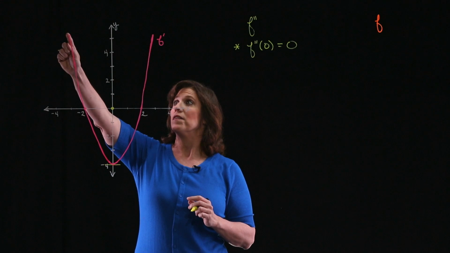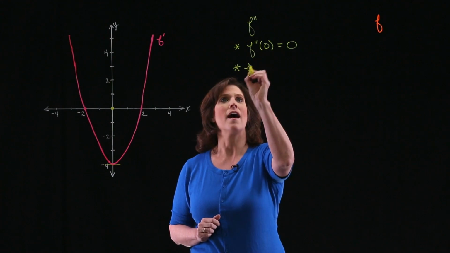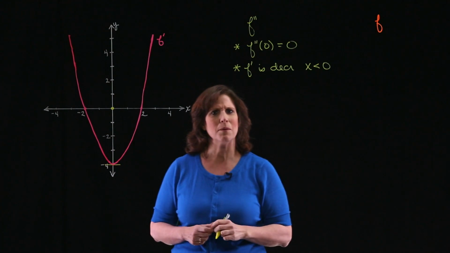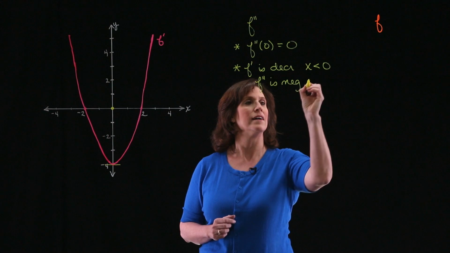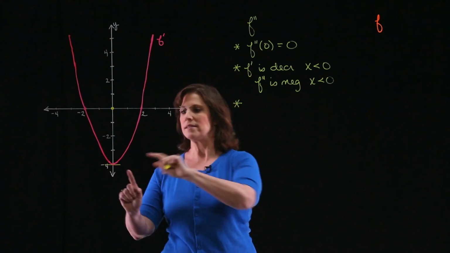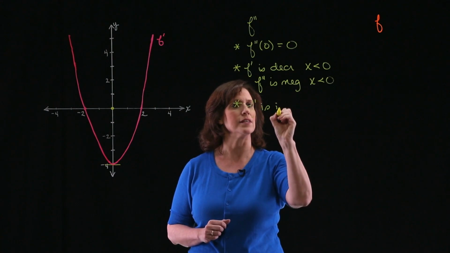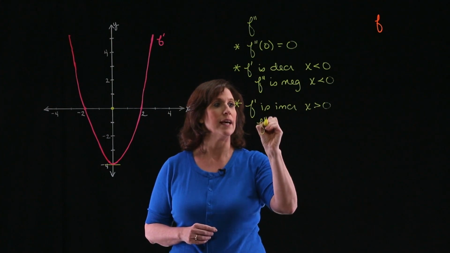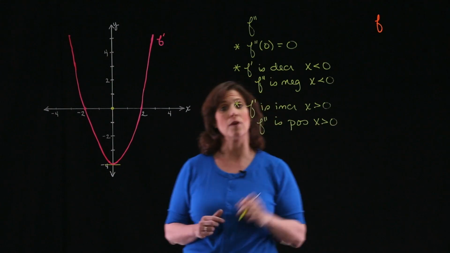Well, the graph of the derivative is decreasing when x is less than 0. So we know that f prime is decreasing when x is less than 0. What does that tell me about the second derivative? Well, it should tell me that the second derivative is negative when x is less than 0. Notice when x is greater than 0, the first derivative is increasing. So f prime is increasing when x is greater than 0. Well, what does that tell me about the second derivative? It tells me that the second derivative is positive when x is greater than 0.